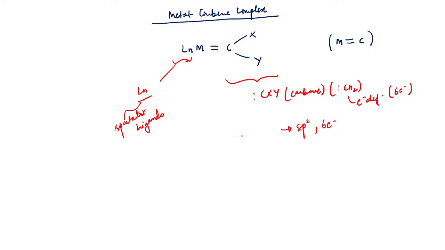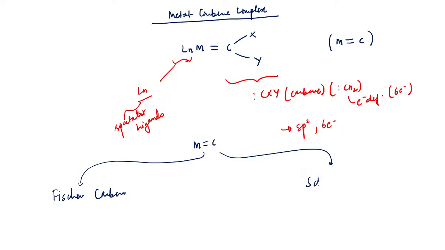Okay, so on this basis we can subdivide carbenes into two forms. First is Fischer carbene, and second is Schrock carbene. These are names of the scientists. Fischer carbene is an electrophilic carbene. Why it's electrophilic, we'll learn that. And Schrock carbene is a nucleophilic carbene.